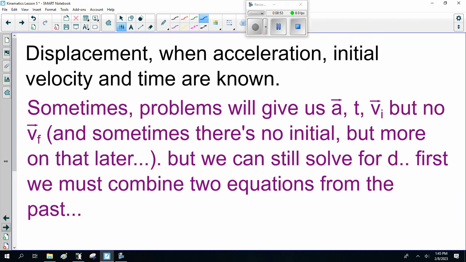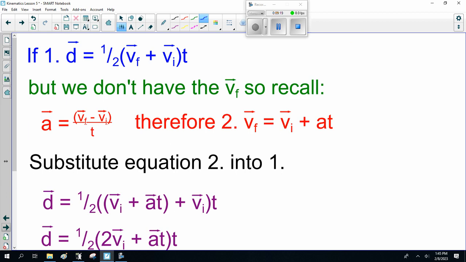Now, another thing you have to notice is displacement when acceleration, initial velocity, and time are known. Notice no v final. So sometimes problems will give us acceleration, time, v initial, but no v final, and sometimes there's no initial, but more on that later. But we can still solve for d. First, we must combine two equations from the past. Now, note, I don't expect you to be able to derive these. I expect you to be able to look them up on a formula sheet and use them.